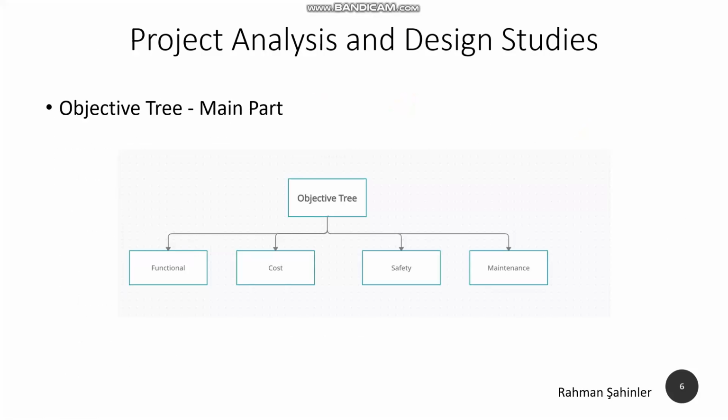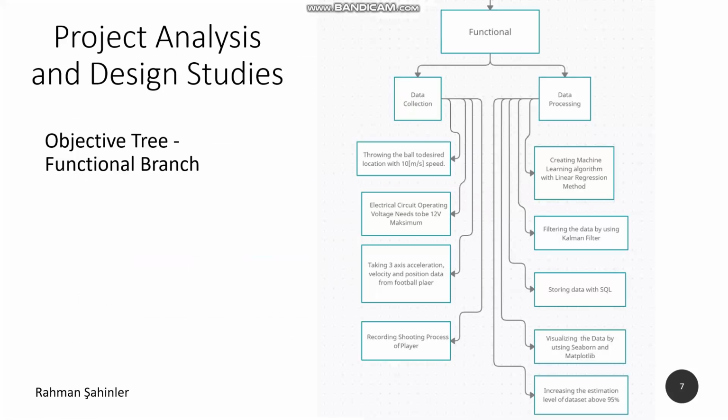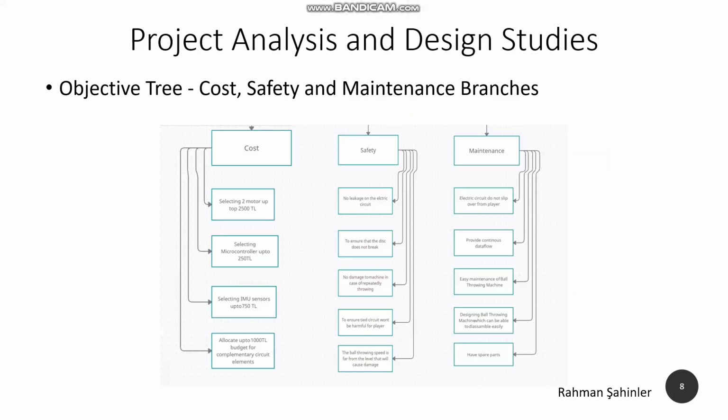In our second work, we prepared an objective tree to clarify the steps of the project. The four main branches of the objective tree are the functional branch, cost branch, safety branch, and maintenance branch respectively. The functional branch is detailed in this slide. The branches are detailed within themselves as data collection and data processing main parts. In these parts, there are objectives that are determined to be completed. This section also includes detailed and specific objectives of the cost, safety, and maintenance branches.